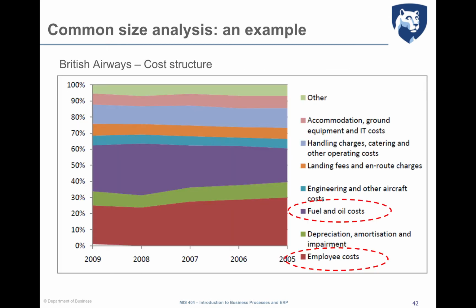As you can see in these graphs, this is the breakdown of cost for each year. For each year, 2009 to 2005, each cost item, realizing the cost structure of British Airways, so other accommodation, handling charges, landing fees, engineering, fuel and oil cost, depreciation, employee cost, is expressed as a percentage of the total cost structure, in order to let the reader understand its incidence on the total. In our example, in particular, we can see that fuel and oil cost, this part of the graph, and employee cost, this part of the graph, are the two cost items that most impact the British Airways income statement on the cost side.